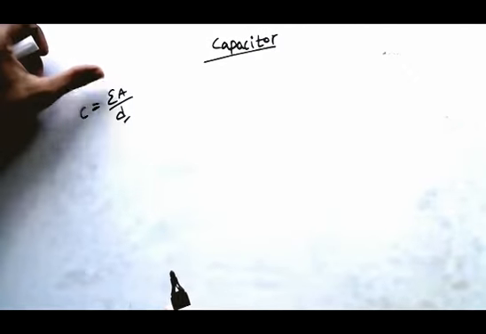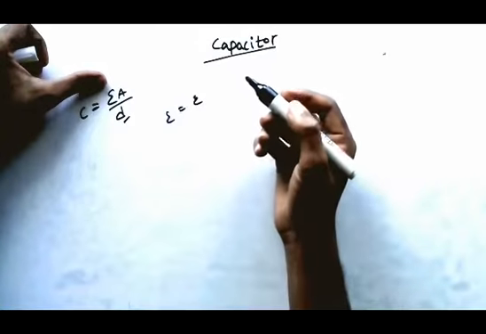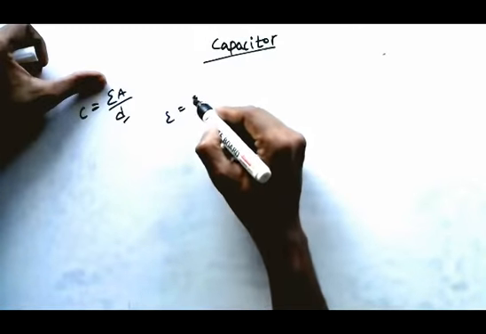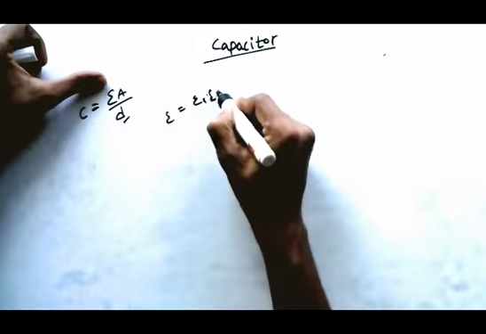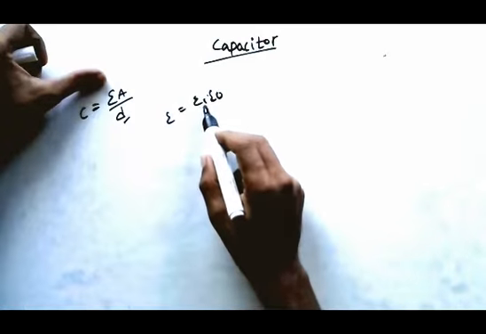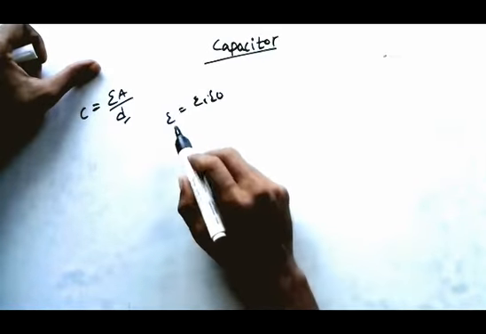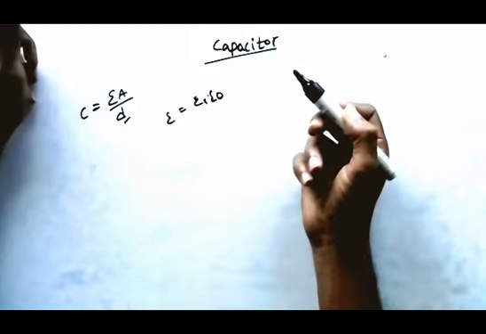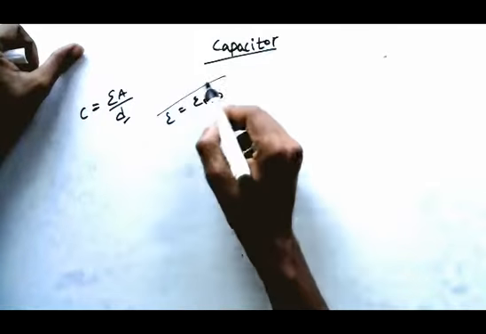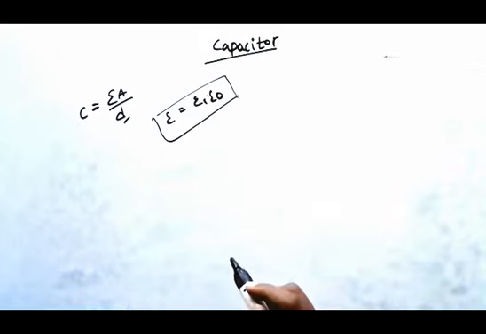So the capacitance C is equal to epsilon A by D. Here epsilon is the permittivity, given by epsilon is equal to epsilon r into epsilon naught. Epsilon r is the relative permittivity of that material, and epsilon naught is the permittivity of free space. When two plates are given, this is the formula.